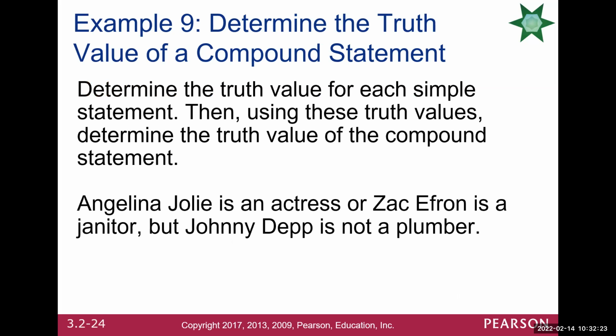Okay. Now, you remember how they use very, very realistic examples. Here comes one right here. So it says, determine the truth value of each simple statement. Then, using the truth values, determine the truth value of the compound statement. So here we go. Angelina Jolie is an actress, or Zac Efron is a janitor, but Johnny Depp is not a plumber. So we would have one that would become our P statement. We would have something else that would become our Q statement. And then I believe they would probably use R.